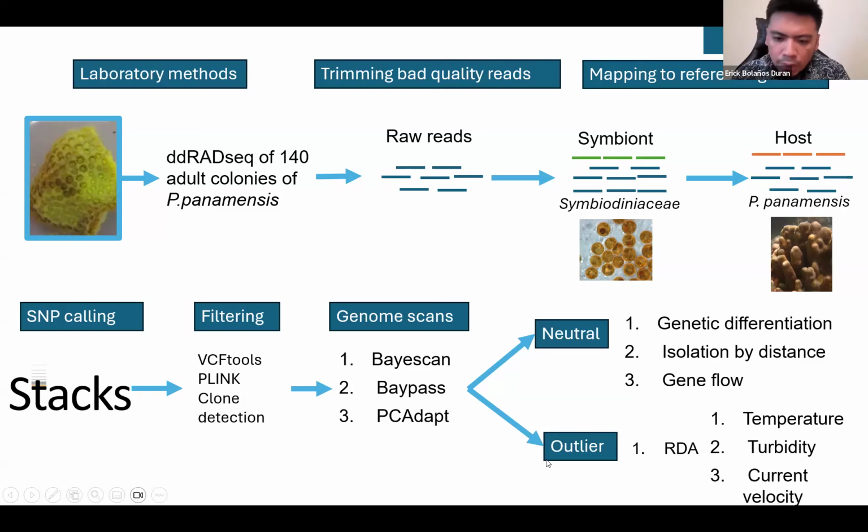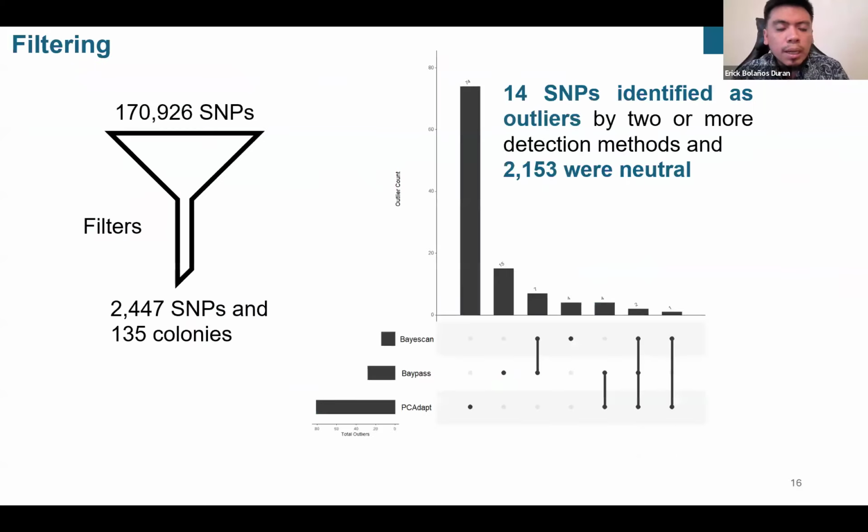And outlier SNPs were used with redundancy analysis in order to test if environmental heterogeneity can drive part of the genetic diversity of Porites panamensis, using temperature, turbidity, and current velocity as predictors for the redundancy analysis. After the filtering, I kept 2,447 SNPs and 135 colonies from the Gulf of California.